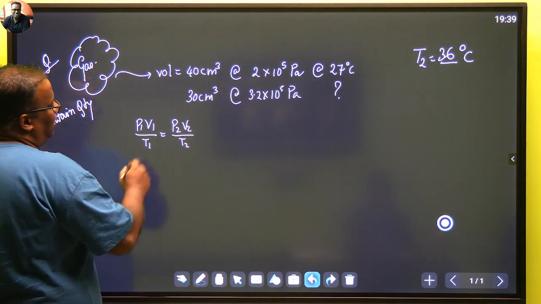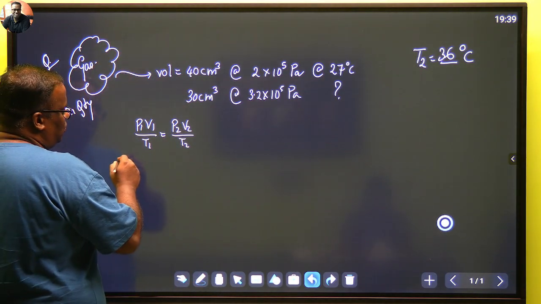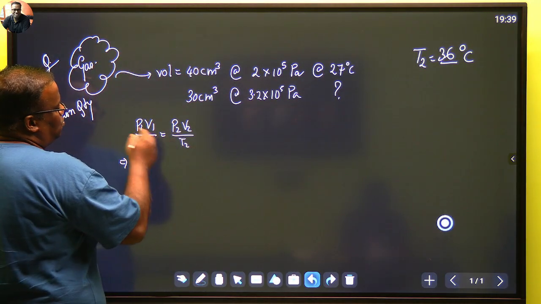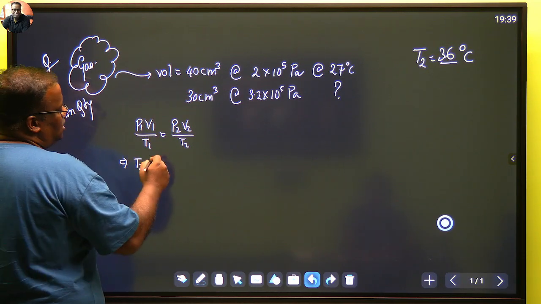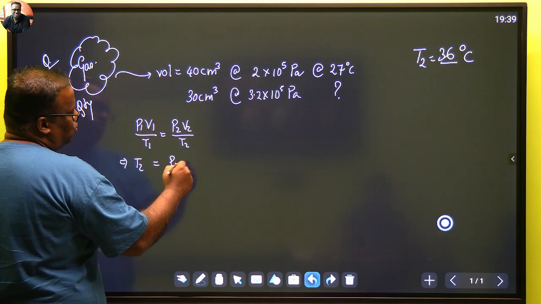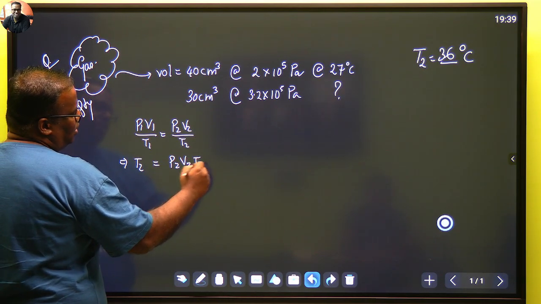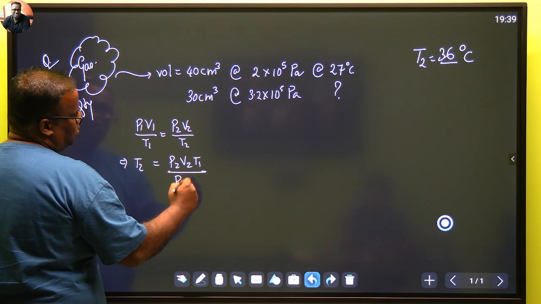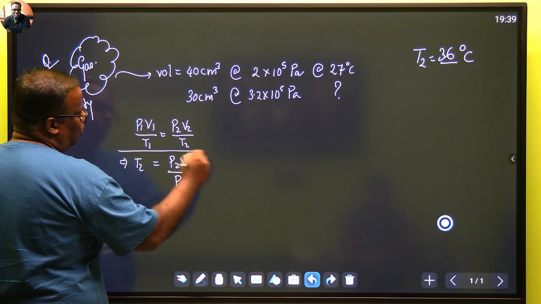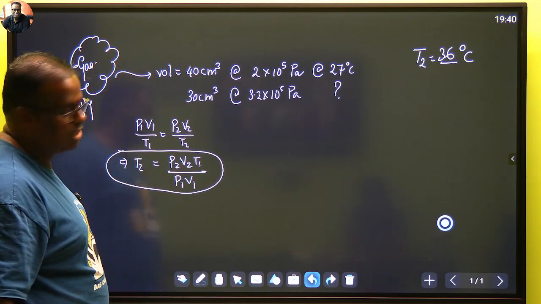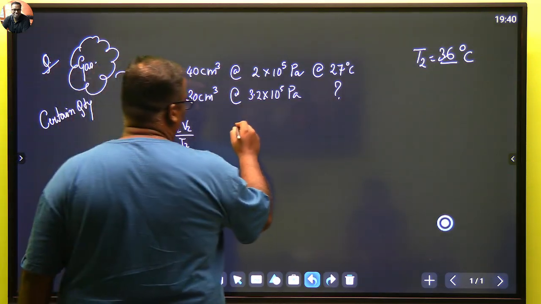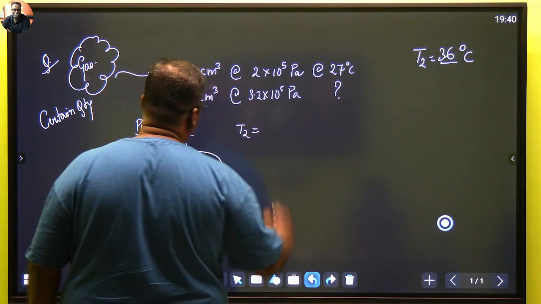So we have to find our T2. So how do you find T2 from here? But get the expression first. If I take T2 on this side, I get P2 V2 T1 divided by P1 V1. Have you got a hang of this expression now? So let's find T2, and obviously our answer will come out in Kelvin.